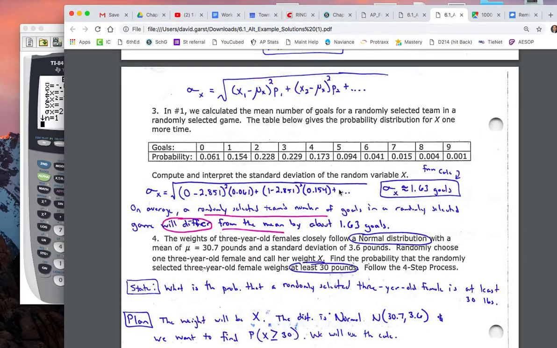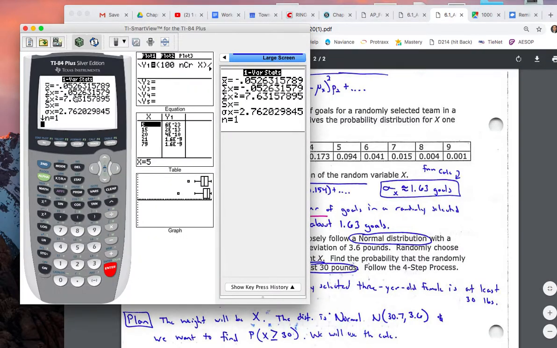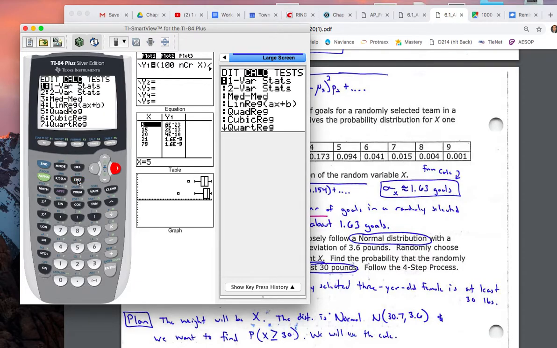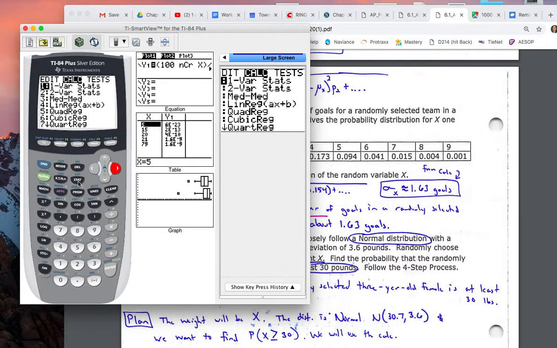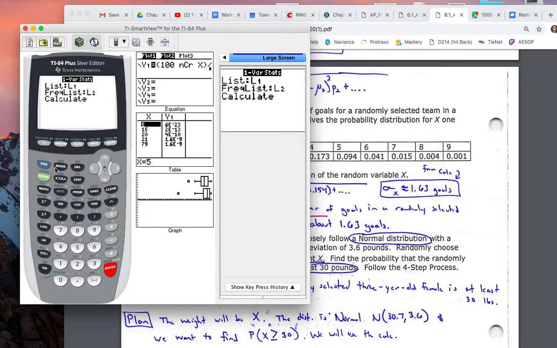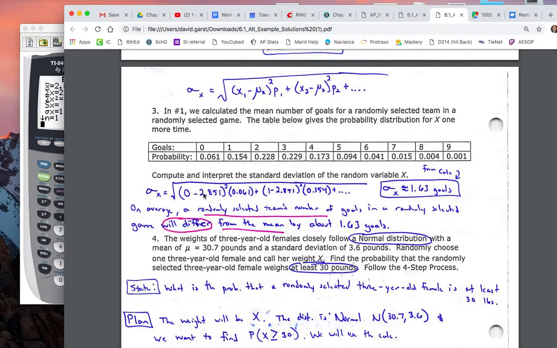You don't actually need to type that big massive thing in your calculator because your calculator can just do it for you. Here's how that's done. For the goals scored, I've stored that in lists 3 and 4. So these are the number of goals, 0 through 9, and these are the probabilities of each, list 3 and list 4. So if I hit stat, calculate, and I do list 3, and then I do list 4 as my probabilities and hit calculate, then it'll do that big massive calculation, and we'll get the 1.63 goals, which is right here, and that's how you get the standard deviation.